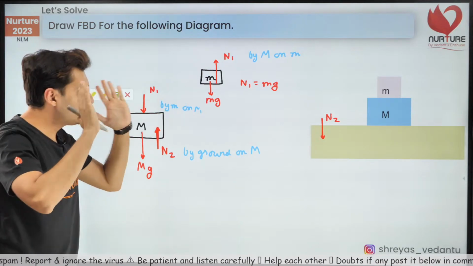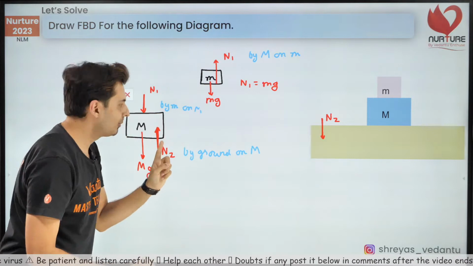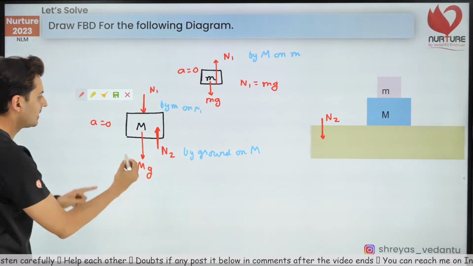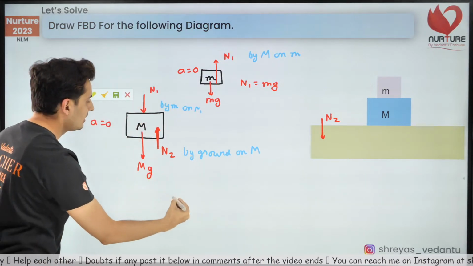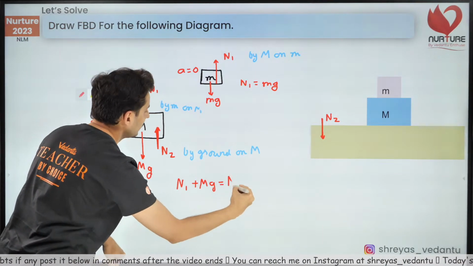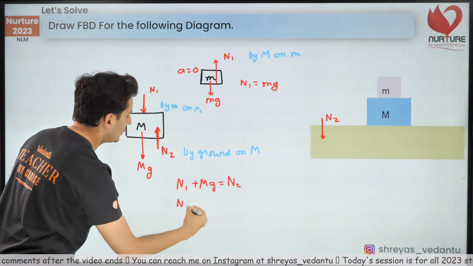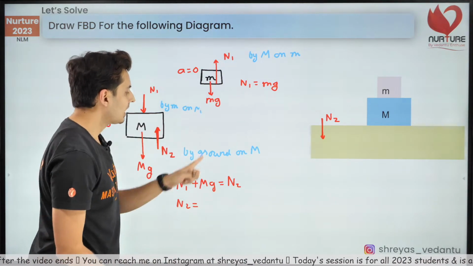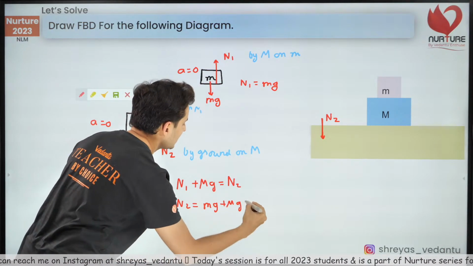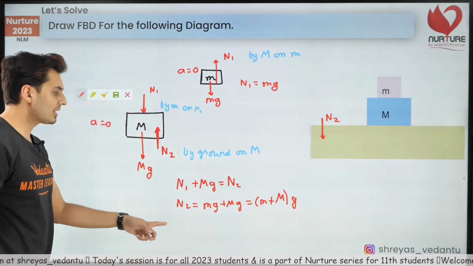Now, if everybody has understood till here, if you look at this diagram, one more thing will be obvious, because the acceleration is 0. Everything was at rest. So all the forces should cancel each other. So downward normal plus downward weight should be equal to the upward normal. Therefore, N2 will be N1 plus Mg. N1 is small mg, so it will be small mg plus capital Mg. So it will be (small m plus capital M) into g. That's what you will get.